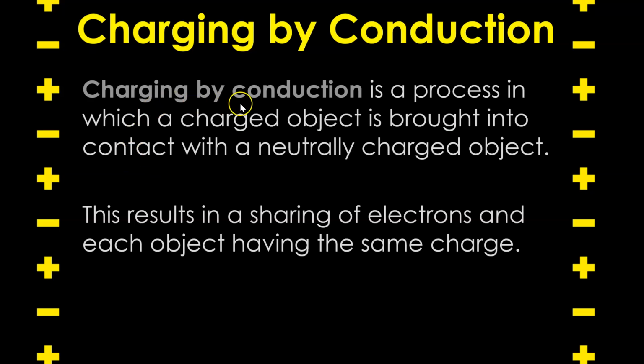Then we have charging by conduction. Charging by conduction is basically a process in which a charged object, either positively charged or negatively charged, is brought into contact with a neutrally charged object, so an object that doesn't have any charge. And this results in a sharing of electrons and each having the same charge.